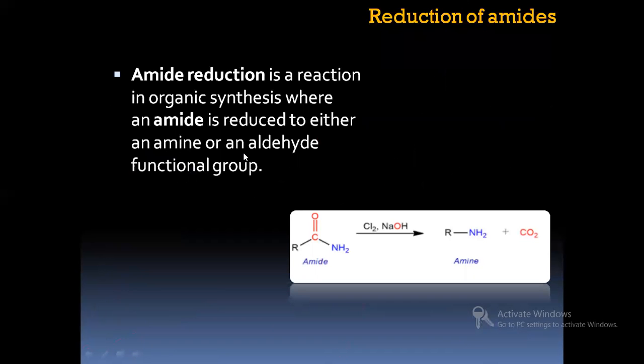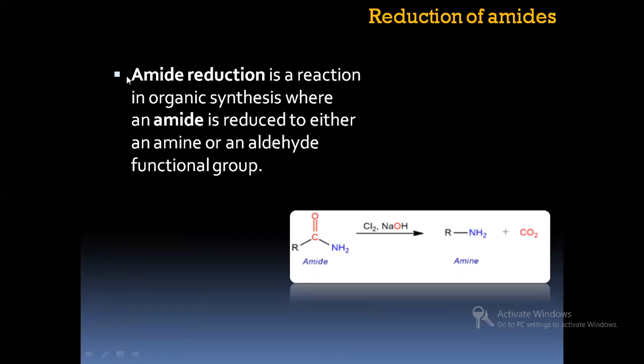Next we have amides. Amides are a set of organic compounds where you have an NH2 group as a functional group attached to the carbon. First we have reduction of amides. So see here, instead of OH, we have an NH2 group as a functional group.